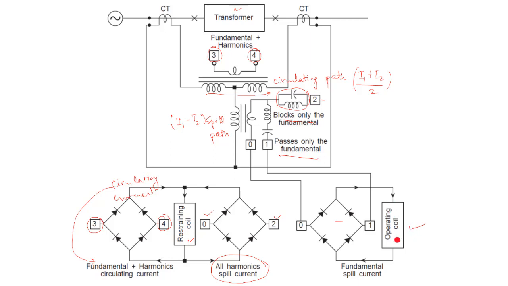So, only the fundamental component of the spill current is fed to the operating coil, and in the restraining coil the circulating current, consisting of fundamental plus harmonic current, plus all the harmonic spill current is fed along with the circulating current. So, therefore, the torque developed in the restraining coil will be more as compared to normal condition. So, therefore, it will restrain when there is inrush phenomena in the transformer.